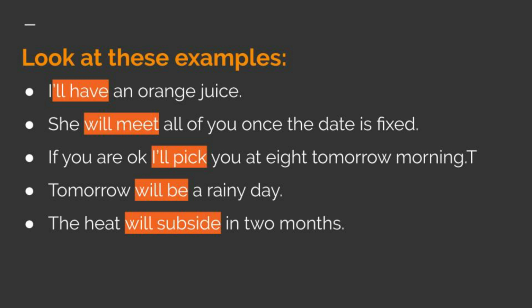Okay. Then the next one. She will meet all of you once the date is fixed. So the first sentence, I'll have an orange juice, was about a very clear, decisive decision. And then the second one, she will meet, is a promise. She will meet all of you once the date is fixed.